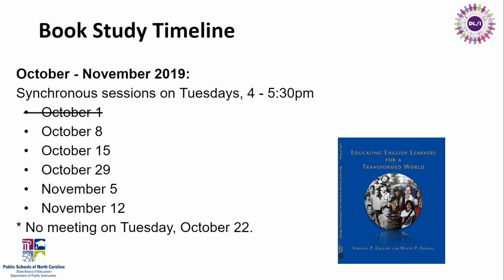Obviously, here on the screen is our book study timeline. We wanted to remind you that there are 6 synchronous sessions. Those are on Tuesdays from 4 to 5:30 p.m. We did our first one last week, so that one's crossed off the list already, and we are currently on October 8th. We do have 4 more after this. Next week we'll be with you on October 15th, and then we skip a week because there's no meeting on Tuesday, October 22nd. And then we resume on October 29th, November 5th, and then we finish up on November 12th with our synchronous sessions.